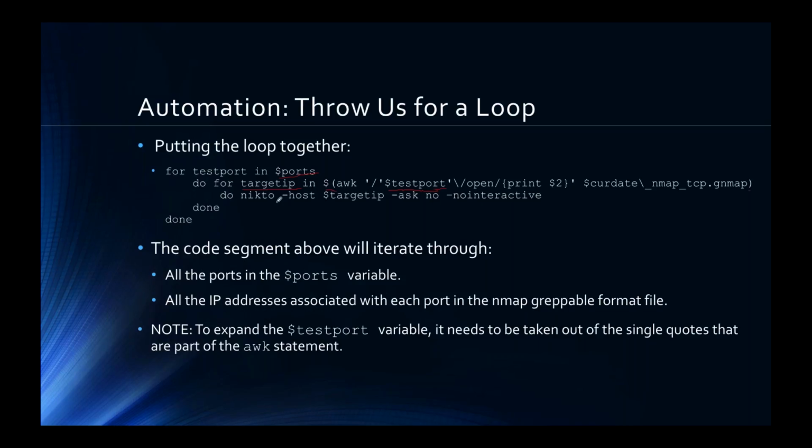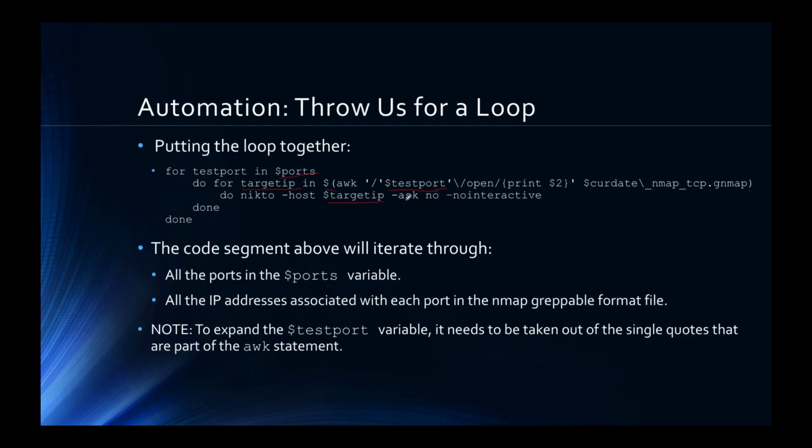Next, we go in and actually run our Nikto command. In this case, we're going to run Nikto. We're going to specify the -host switch, which tells Nikto what to scan. Then we're going to specify our target IP variable, which is assigned based on the results of this command up here in this second for loop.